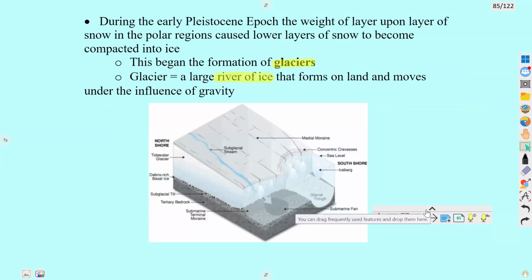So, during the early part of this time, the weight of layer upon layer of snow in the polar regions caused lower layers of snow to become compacted into ice. This is the formation of glaciers. Now, a glacier is the equivalent of a large river of ice that forms on land and moves under the influence of gravity. So, it's not a river in the sense that it's melted water, it is ice that is moving.